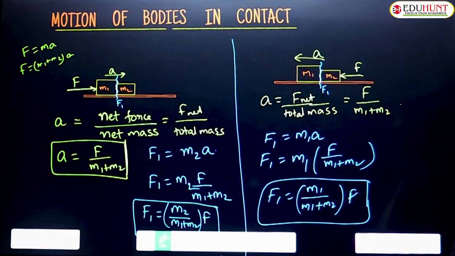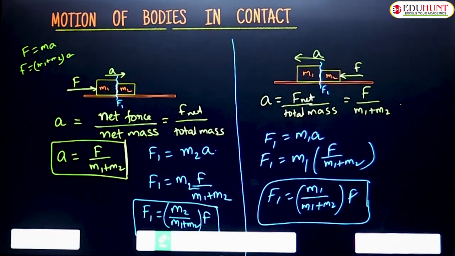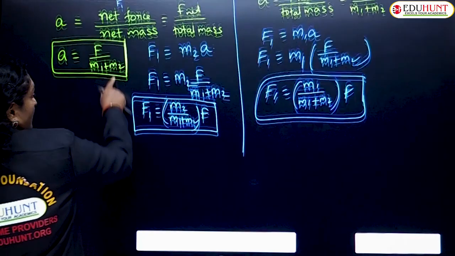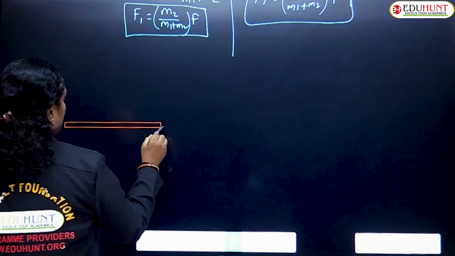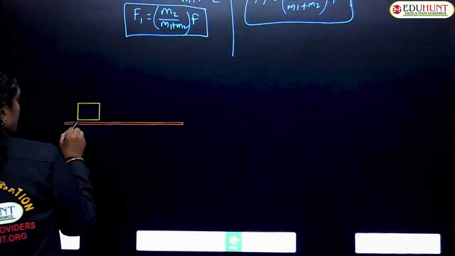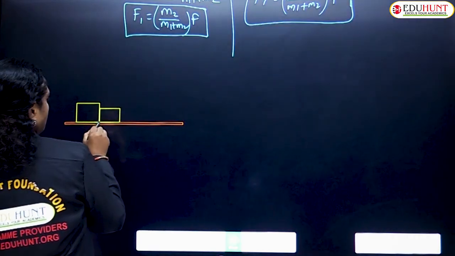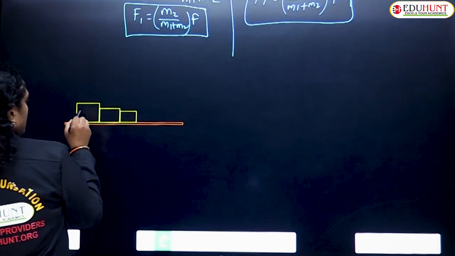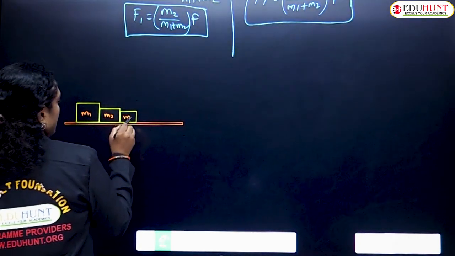Let us also try to understand the case when three blocks of masses are connected as shown. For this, let us try to understand the same with a simple example. So for this, let us consider a smooth horizontal surface on which three blocks of masses m1, m2 and m3 are kept. So let us suppose this mass as m1, this be m2 and here some m3.